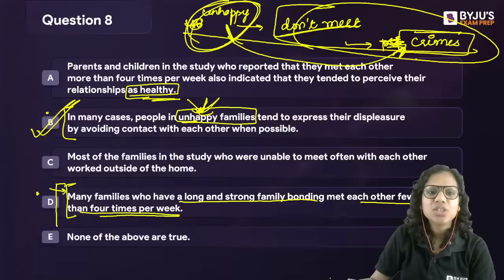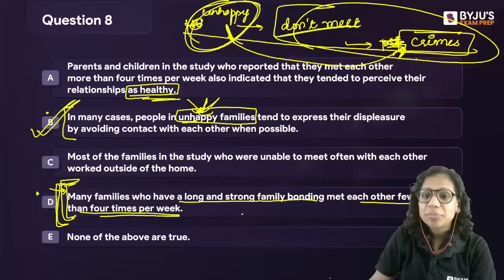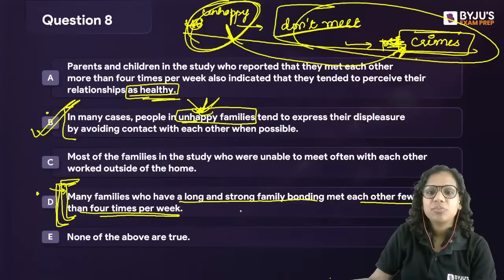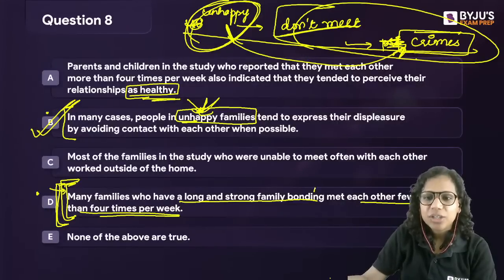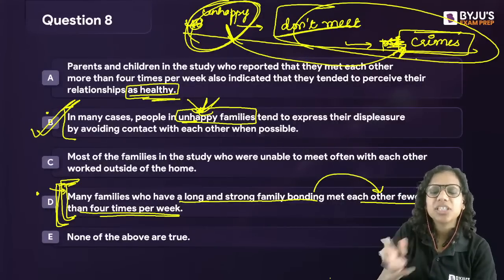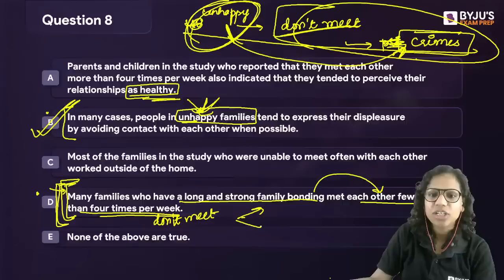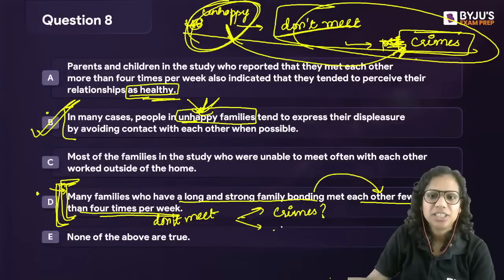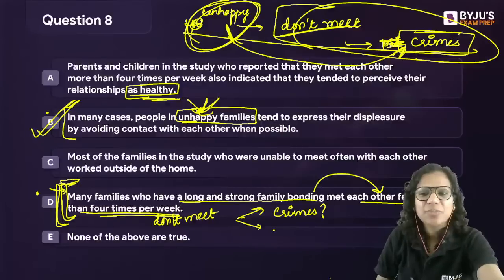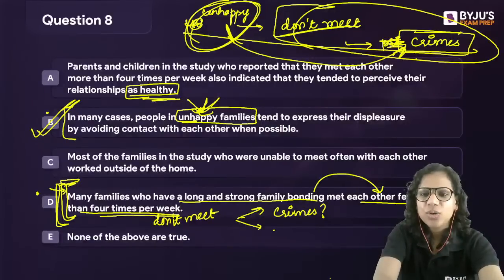This does not tell me whether crimes happen there, whether crimes don't happen there. Long and strong family bonding. If they are meeting fewer than 4 times per week, so you are saying that they don't meet often. So it is not clear to me whether crimes are happening there or are they not happening there? What is the impact? Right? So I hope this is clear to you. Why B is better as compared to D?